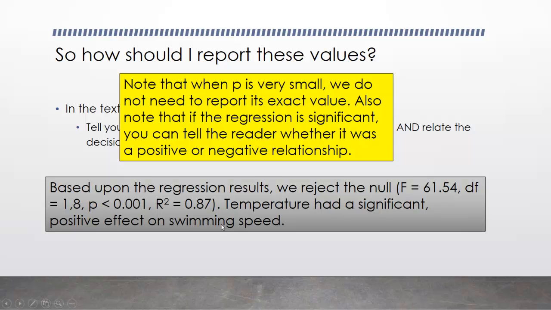Also, if you have a significant regression, you can tell the reader whether it was a positive relationship or a negative relationship. So if the value of the slope is positive, that's a positive relationship. If the value of the slope is negative, that's a negative relationship. Positive means as the independent variable goes up, the dependent variable goes up. Negative is as the independent variable goes up, the dependent variable goes down. Just look at the value of the slope in the regression output.